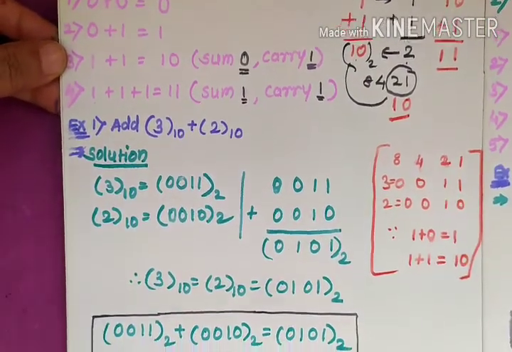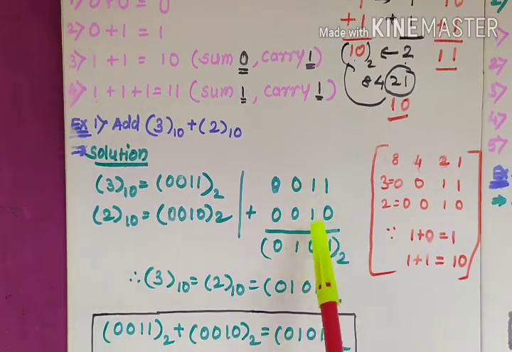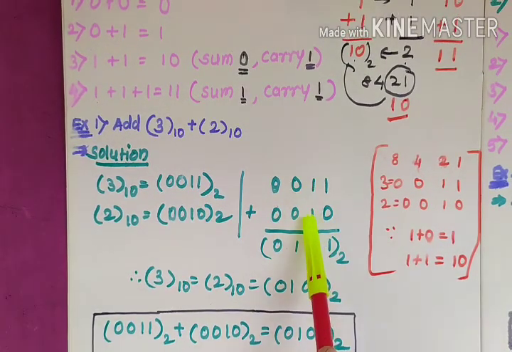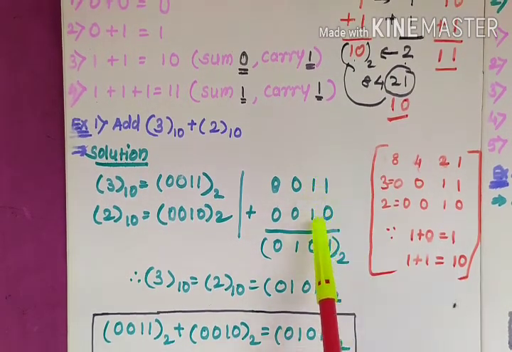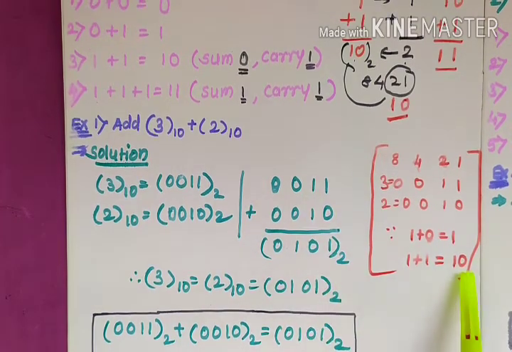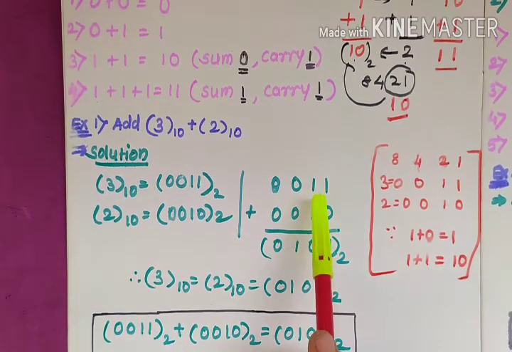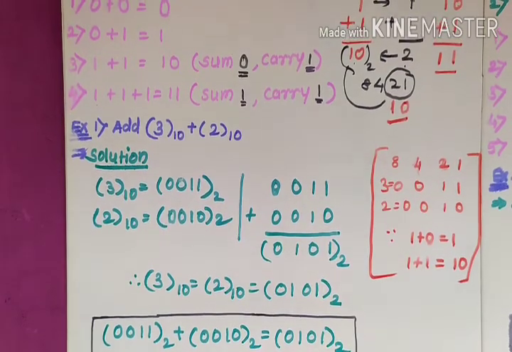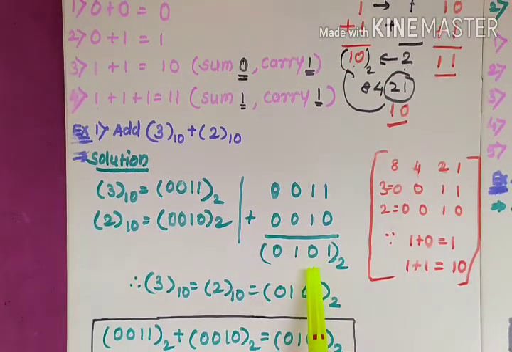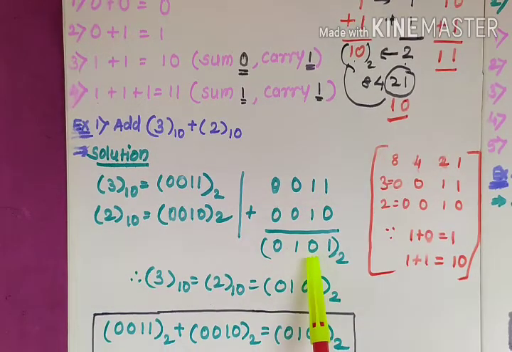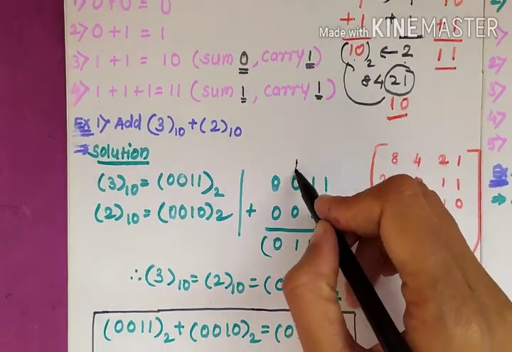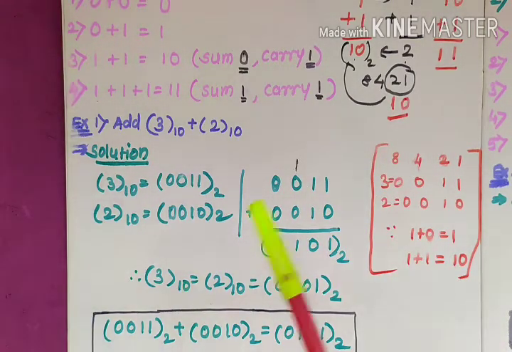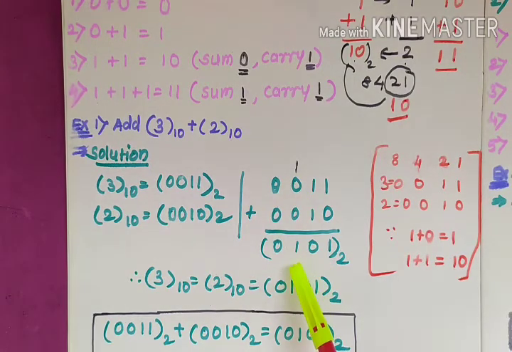0 plus 1 or 1 plus 0 is equal to 1. Now 1 plus 1 is equal to 10. But in this 10, 0 is the sum and the carry is 1. So you have to write sum 0 and carry 1, so I will write carry 1 here. And you know that 0 plus 1 is equal to 1, and this 0 plus 0 is equal to 0.